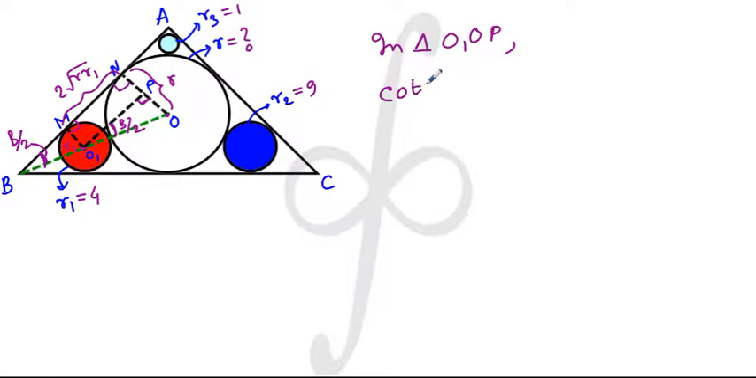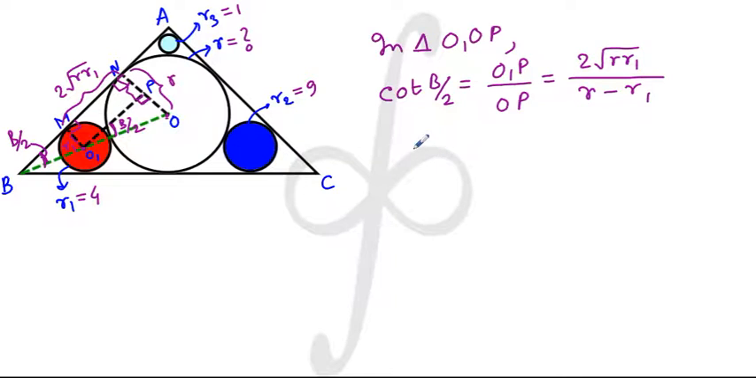we can write down that cot B/2 will be nothing but base by perpendicular, that is O1P by OP, and O1P is nothing but the length of MN, that is the direct common tangent, so 2 root R1 divided by OP. So OP can be written as like this: total length is R and this much length will be the radius of this circle R1, so OP can be written as R minus R1.